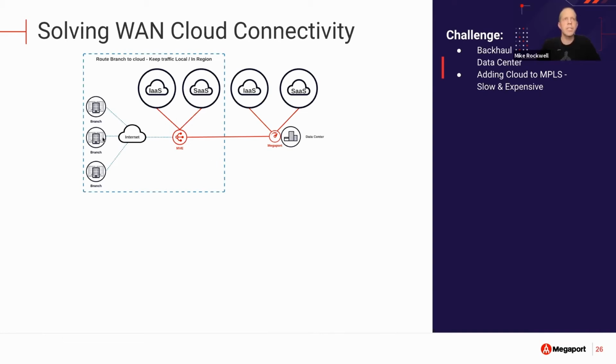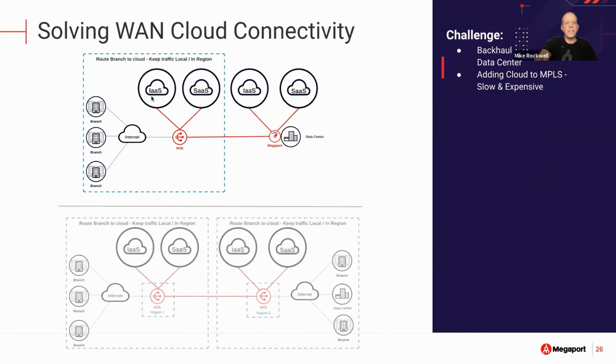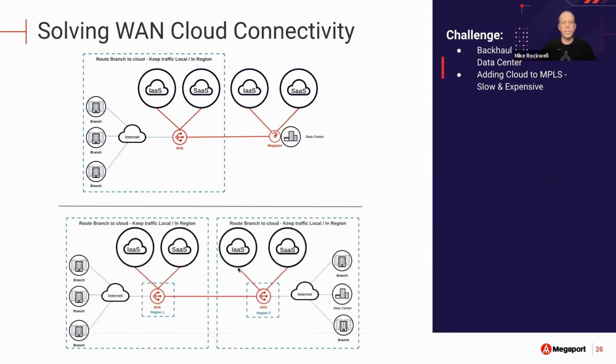So now the branch traffic, as it comes into the virtual edge, I can access those applications from the SaaS side of the business. I can also access my VPCs. So if I want to access my VPCs in AWS, I can do that. If I want to add additional cloud providers, I can do that as well.